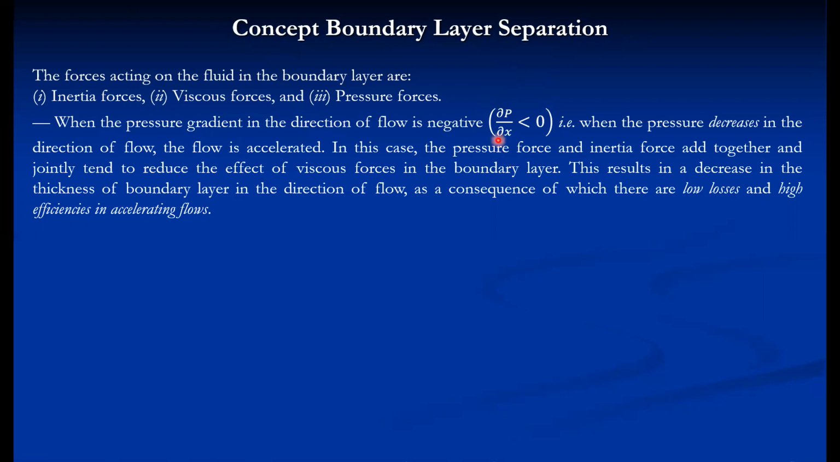So when the pressure gradient is negative, the pressure force is also acting, because there is a driving force toward the direction of flow, because the pressure at the upstream is greater than the pressure at the downstream. So the pressure force acts along the direction of flow, and it assists the inertia force. And so both together they resist the viscous forces.